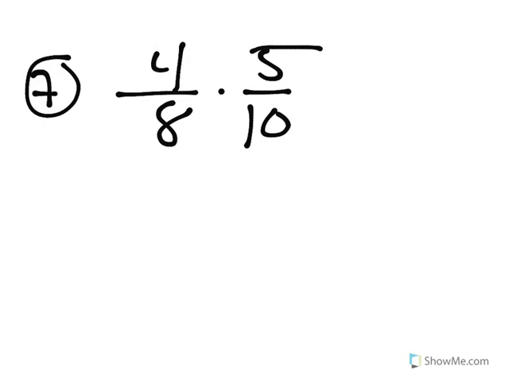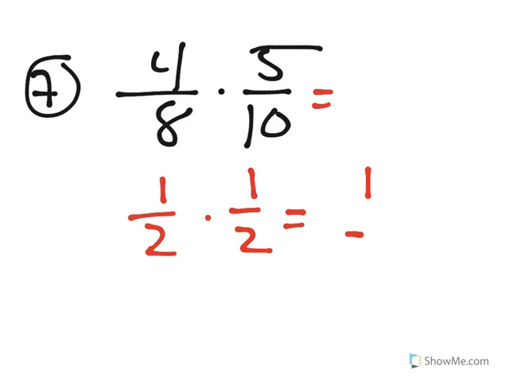Okay, I am multiplying fractions for number 7. I do not need a common denominator. I can just multiply straight across and then simplify. Or if you like to simplify before you multiply, you can do that. I like to simplify first, which I notice 4/8 is equal to 1/2. 5/10 is equal to 1/2. And as I do this, I do 1 times 1 is 1.